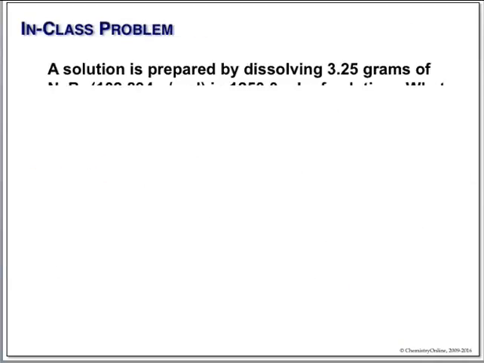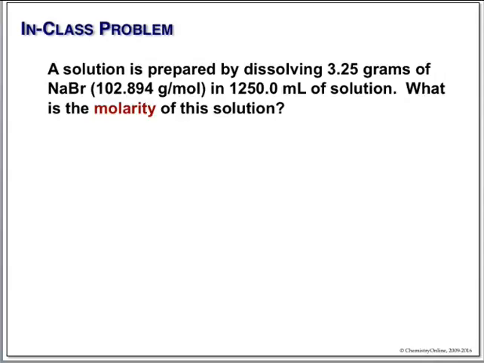Let's look at a simple problem. We have 3.2 grams of sodium bromide. The molar mass of sodium bromide is 102. Now, we have this in 1250 mils of solution. What is the molarity?